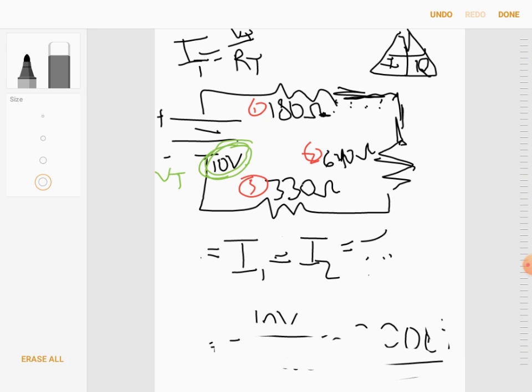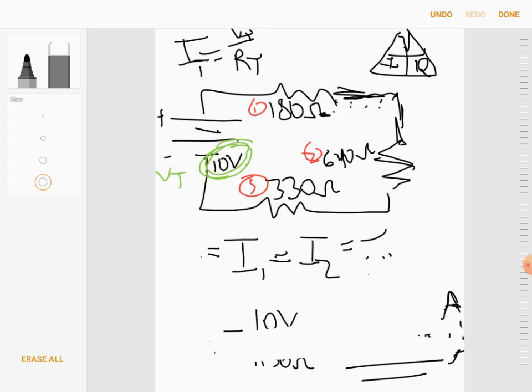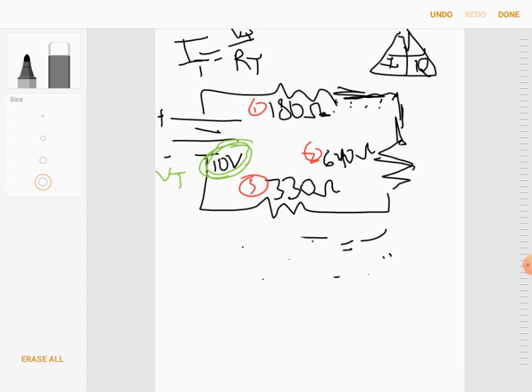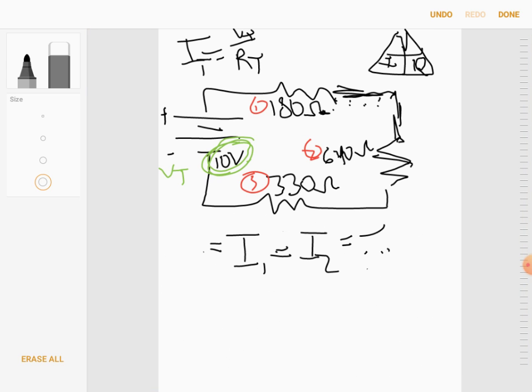I don't know why, I try to erase it and then it just comes back sometimes. I just lift up the stylus and sometimes it works better. Okay, any day now. Okay, there we go. Good enough.